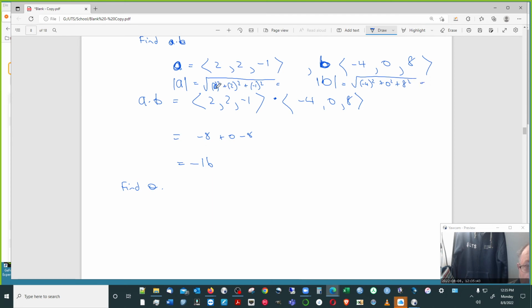So this is 4 plus 4 plus 1 is 8 is 9. So the magnitude of A is 3. Now the magnitude of B is 16 plus 64.